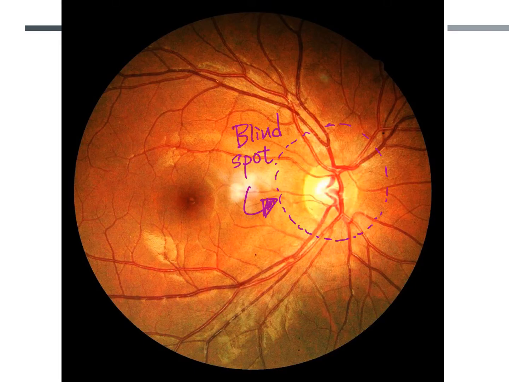On the right hand side, you can see the blind spot because it is the exit site where you can find a lot of blood vessels and nerve fibers. This is called the blind spot because on top of it, there are no photoreceptors to detect any light.